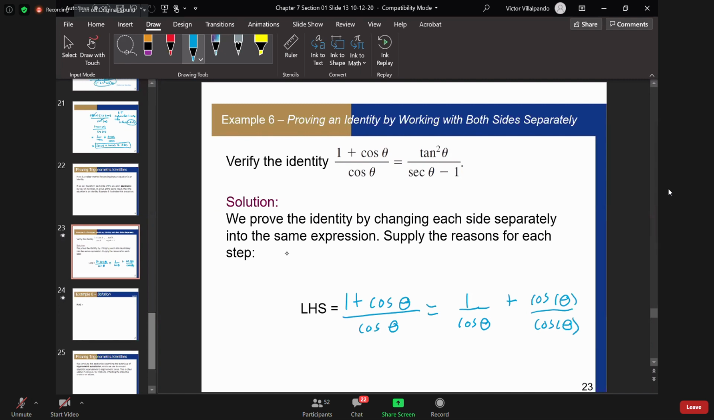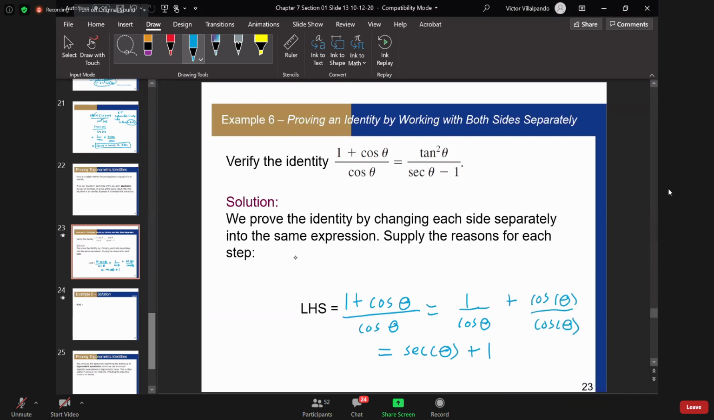To help me out with the reciprocal identities, what is 1 over cosine equal to? What trig identity do we have? It's one of our trig identities. I see, secant, perfect. I'm glad that you guys were able to answer that quickly. So secant of theta. And what do you know about cosine over cosine? That's going to equal 1.